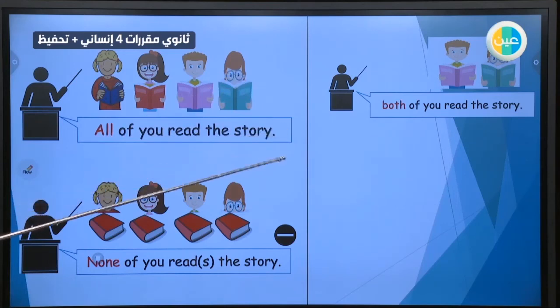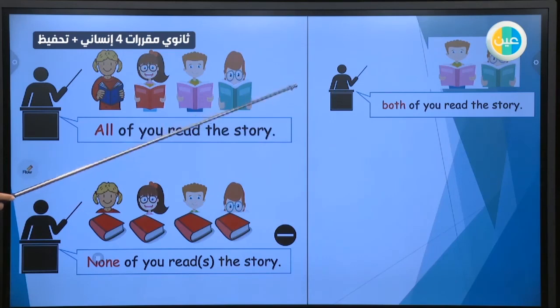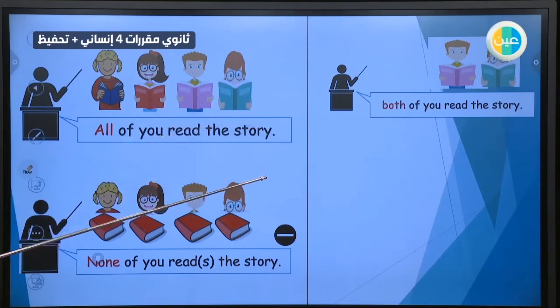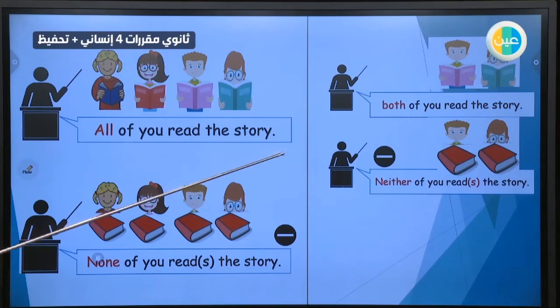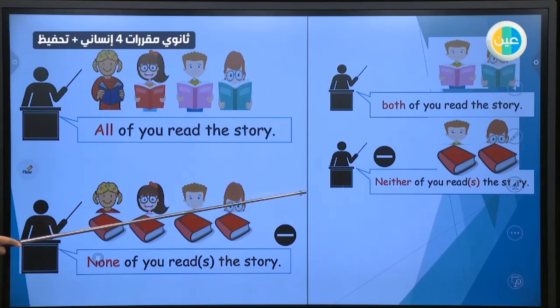Both of you read the story. Because we have only two, we use both. Also, we have two students here. Neither of you read the story. No one of these two students, we use neither. So the opposite of both, because we use it for two, is neither. Neither of you read or reads the story. It is an affirmative sentence, but the meaning is negative.